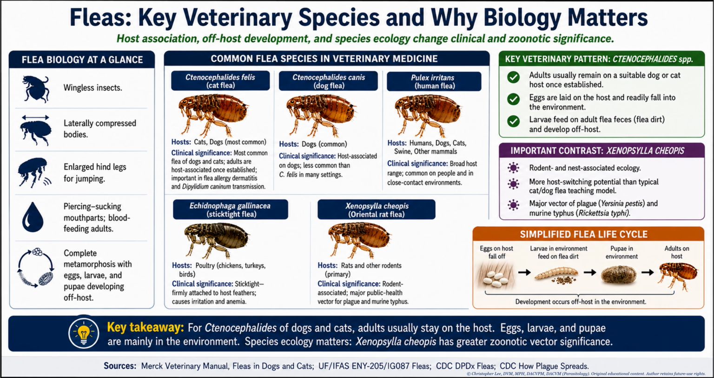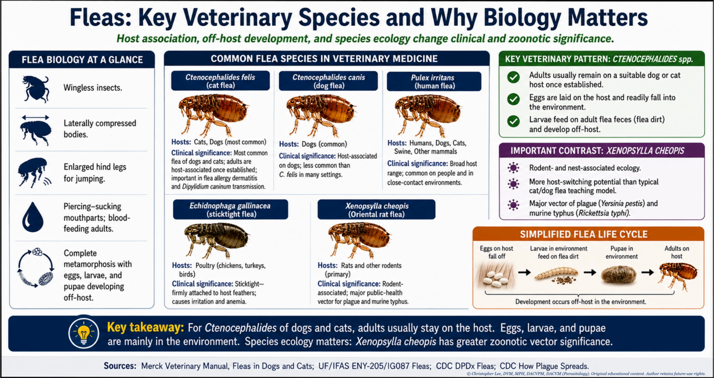The name Xenopsylla cheopis is oddly memorable. Xeno means foreign or strange, psylla means flea, and cheopis points us to the Great Pyramid of Giza. So the oriental rat flea becomes the foreign flea of the pyramids, a sticky reminder for flea-borne murine typhus.